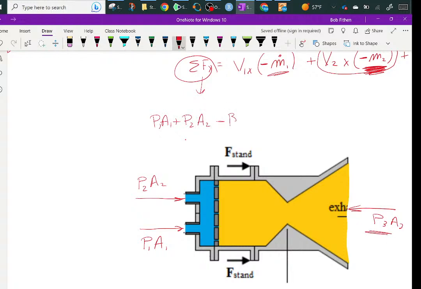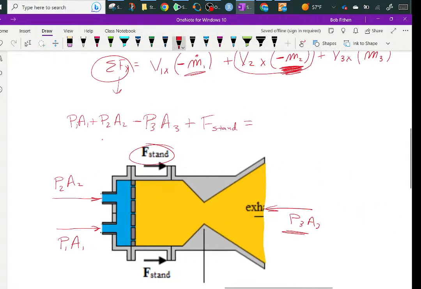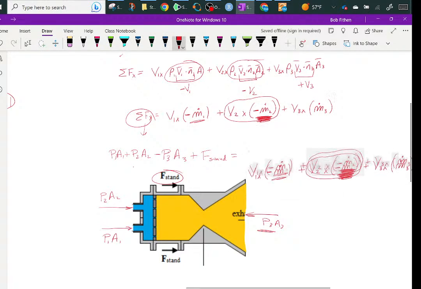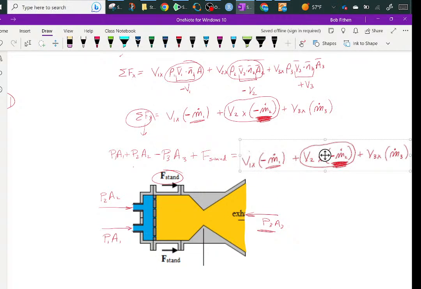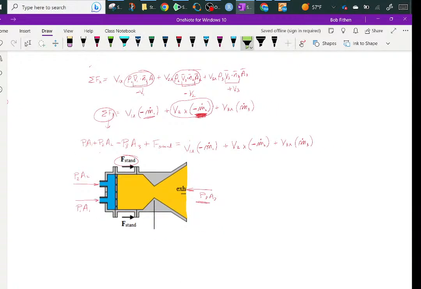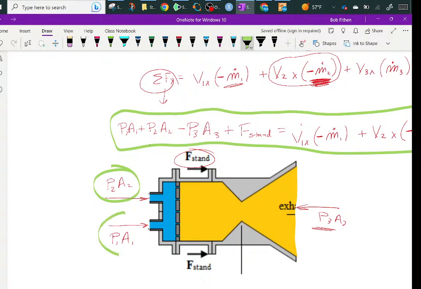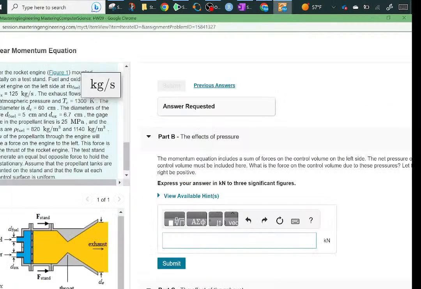because of that, P3A3 plus F of the stand equals all of this. So the official equation looks like that, and that's the official equation right there. So that's the one he's talking about. But what he's asking, I think, is this one and this one combined together. I think. Let me reread it.